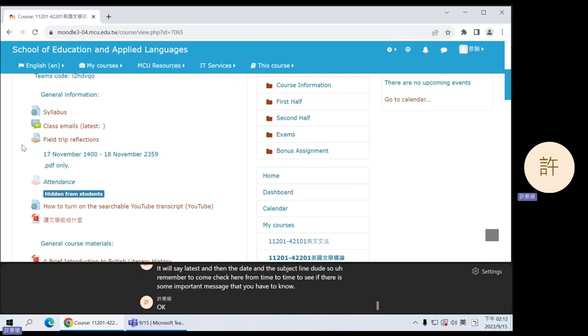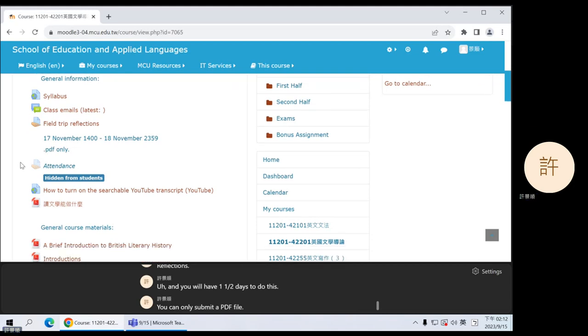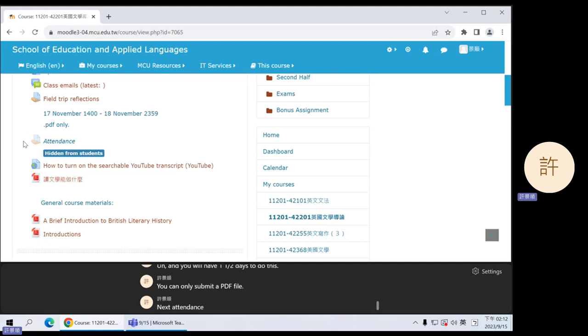Okay, next, this is where you will submit your field trip reflections. And you will have 1.5 days to do this. You can only submit a PDF file. Next, attendance. This is where I will input your attendance grade. You can't see this. I hid this from you.